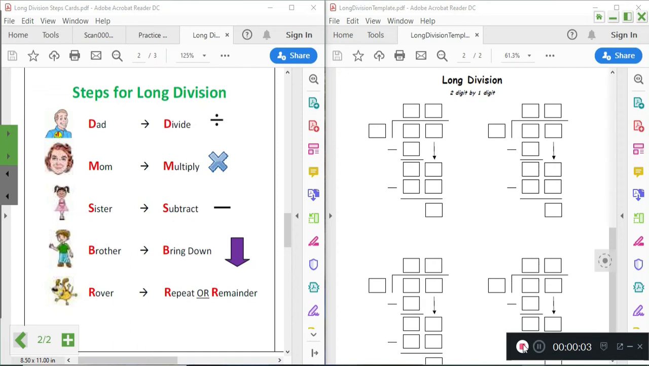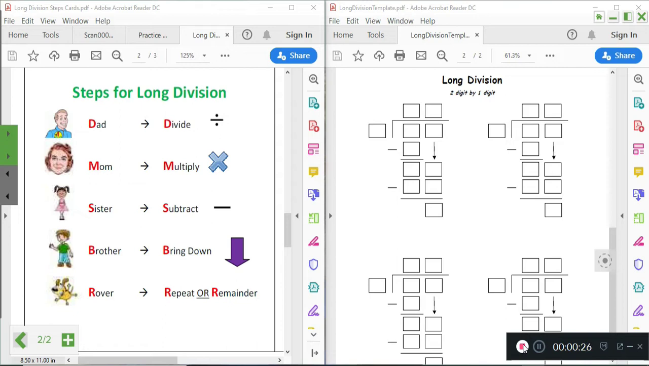All right, let's talk about long division. If you were in our Zoom meeting yesterday, we talked about this acronym or mnemonic device to help us remember the steps for long division. Before I go over that, remember, this is new. You're also trying to learn this from home.